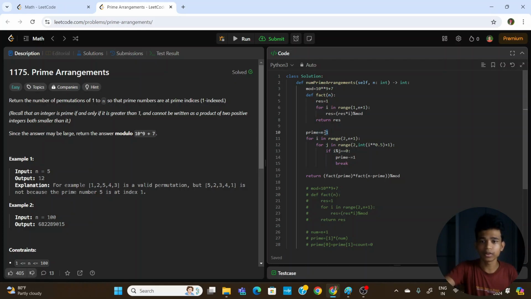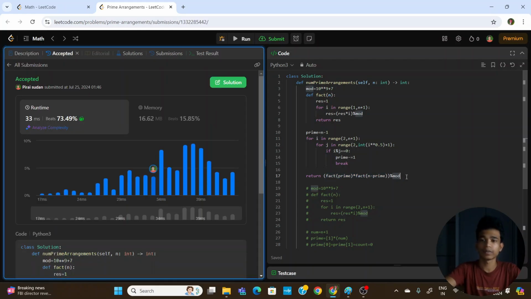That's why I just took n minus 1. And here I'm just traversing from 2 to n plus 1. This means 2 to 5, not taking that 1. That's why I excluded it here itself. Then I keep on excluding here. Then return fact of prime into fact of n minus prime, and mod 1. That's it. Let me submit it. Yes, it is submitted actually.